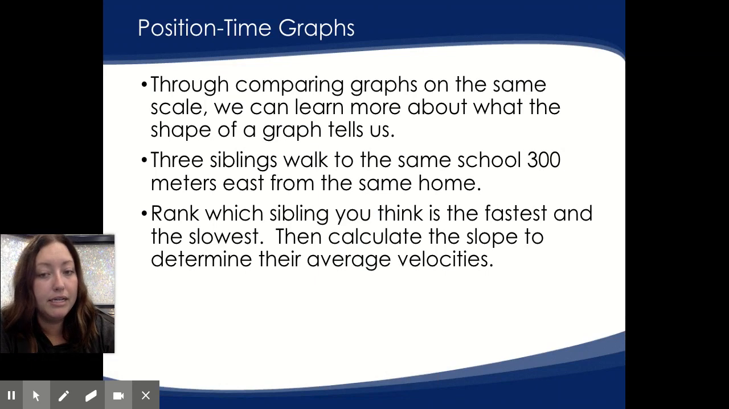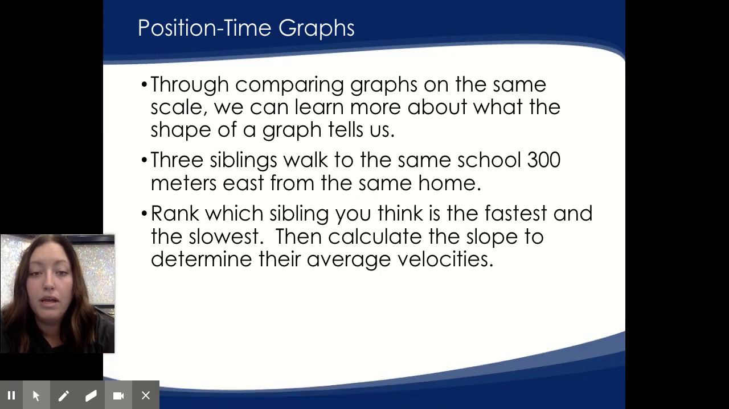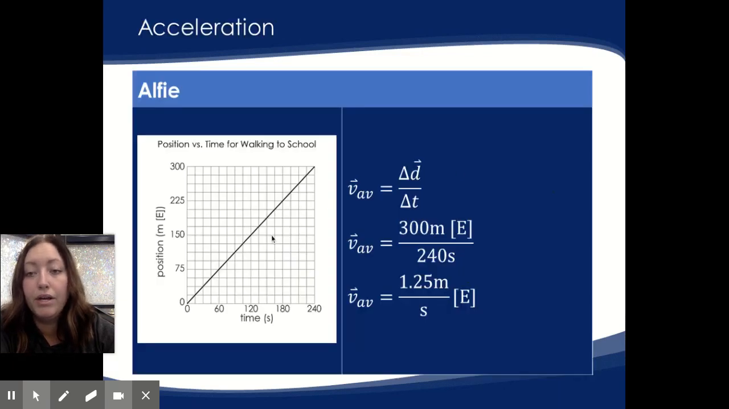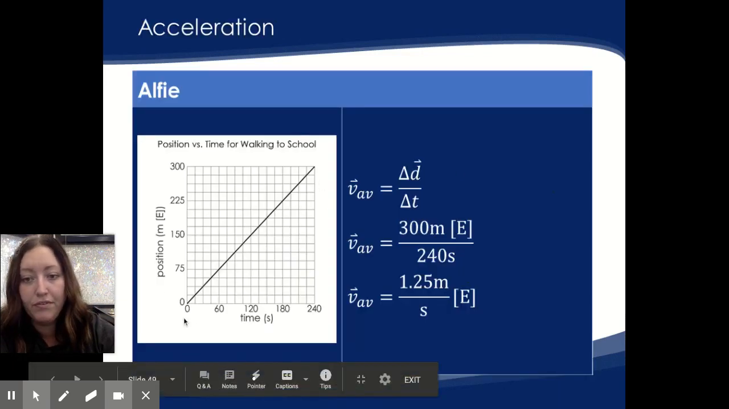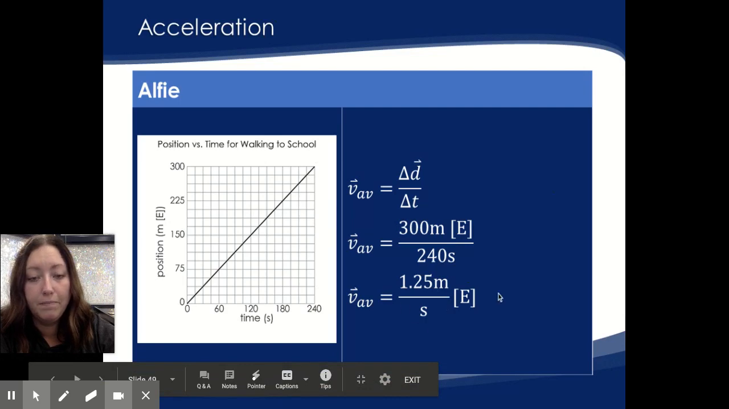Okay. So for the next couple examples, you're going to be looking at 3 different people, 3 kids that are walking home from school. They're all walking 300 meters east, or they're walking to school, I guess. So we're walking to school. This is Alfie. Okay, so Alfie walked 300 meters in 240 seconds. So his average velocity is going to be 1.25 meters per second east, because we're looking at the overall thing. Since this is a straight line, it's a linear graph.